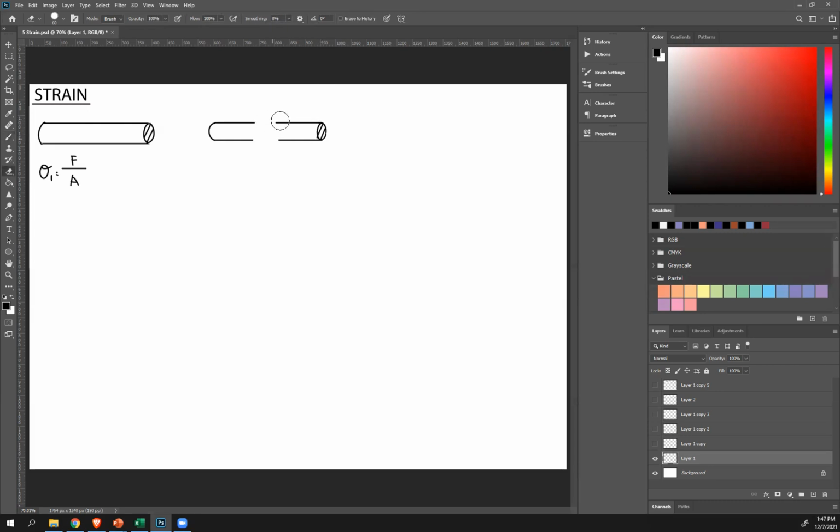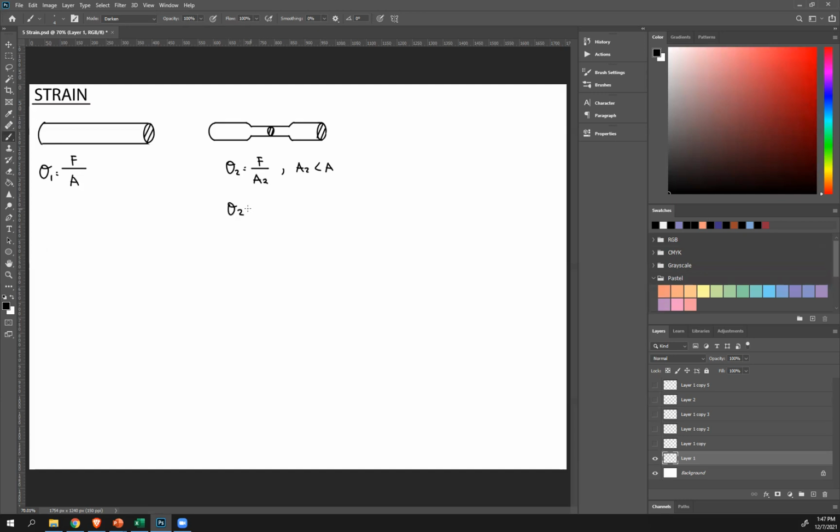But here, when necking happens, this portion suddenly shrinks. That's why we call it necking. And now this is the area in consideration, the critical area. Let's call that stress 2, F over A2. So that's the necked area, and obviously that A2 is much less than your original area.